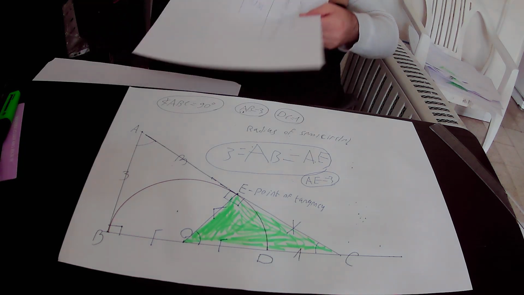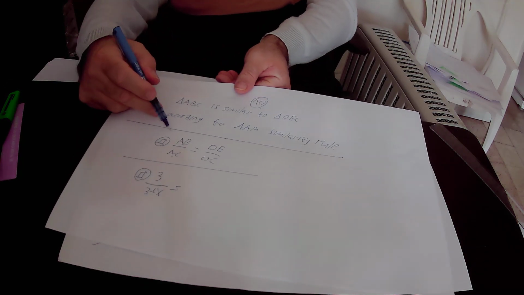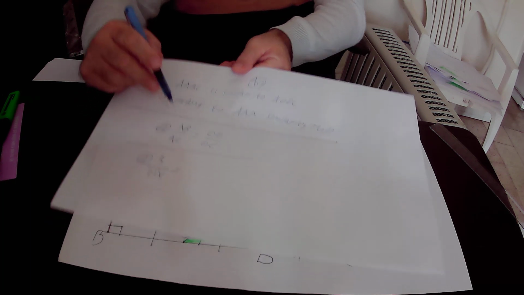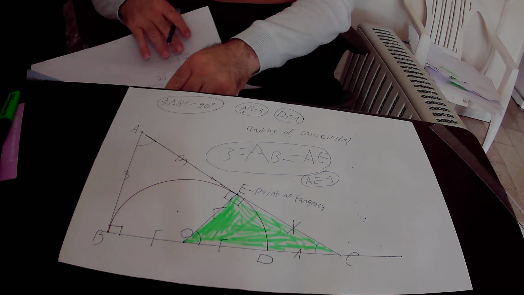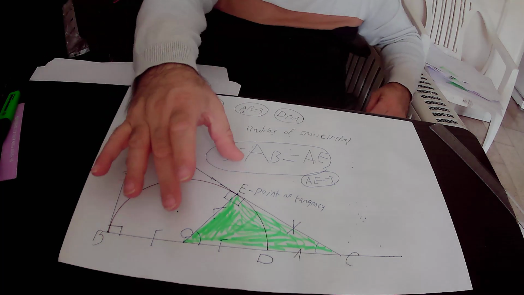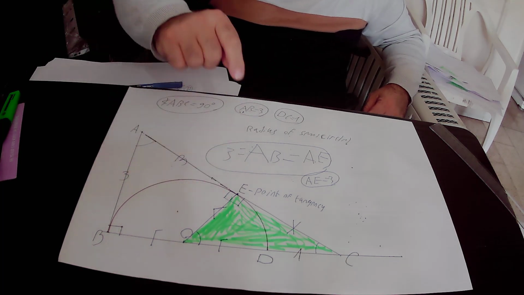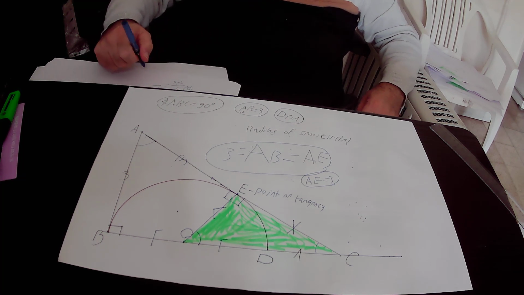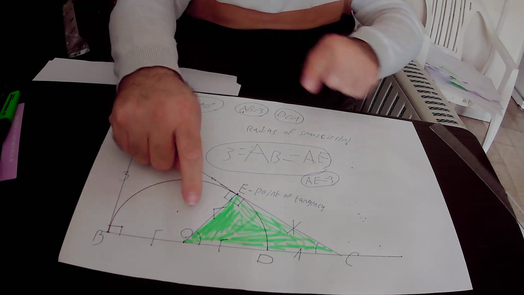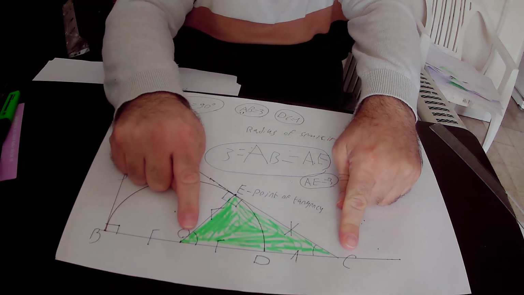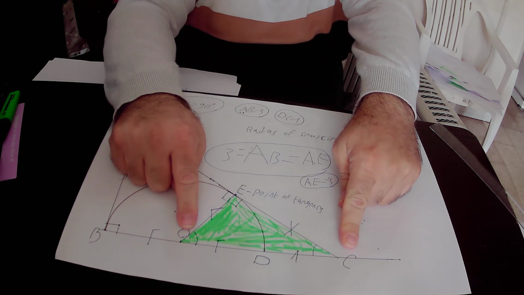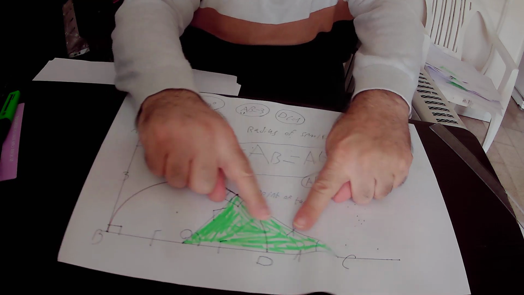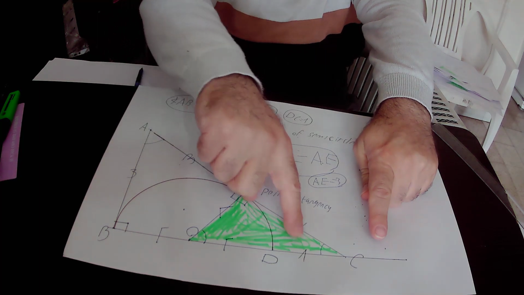So, actually we found out that AB equals 3 units, AC equals 3 over x. And what is the value of OE? The value of OE is actually R, the radius of the semicircle. And what is the value of OC? The value of OC, as you can see from the drawing, is actually R plus 1. OC equals R plus 1.